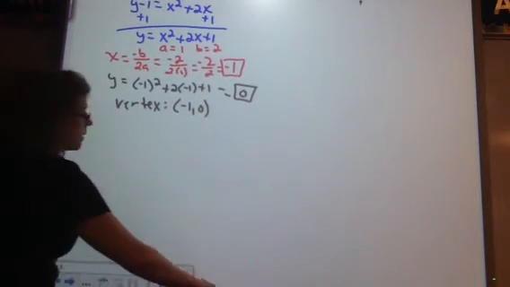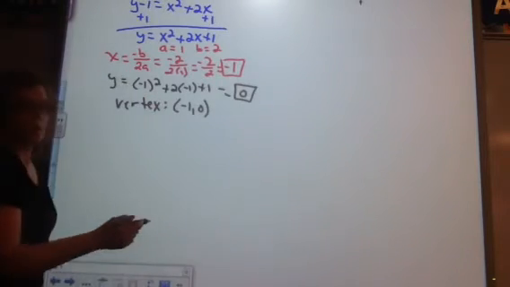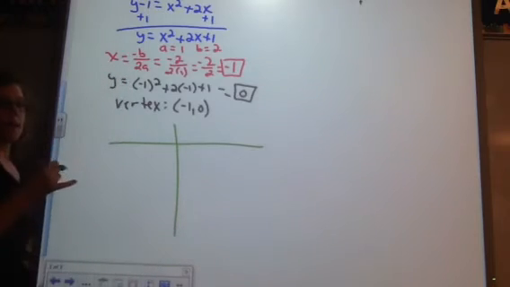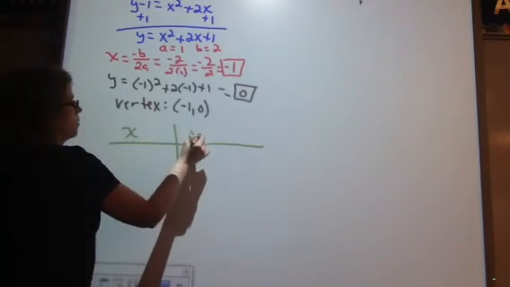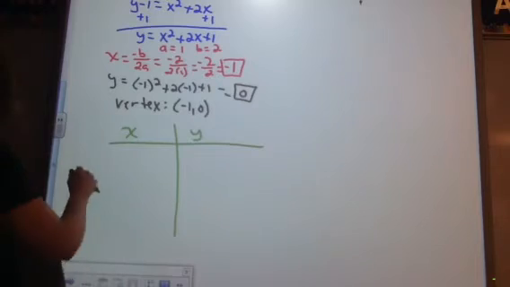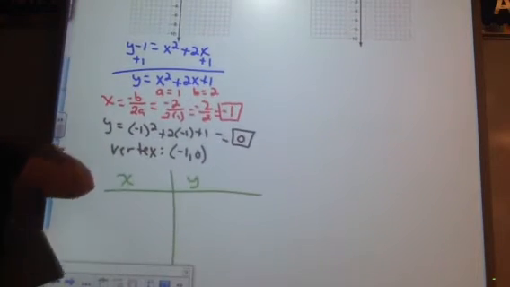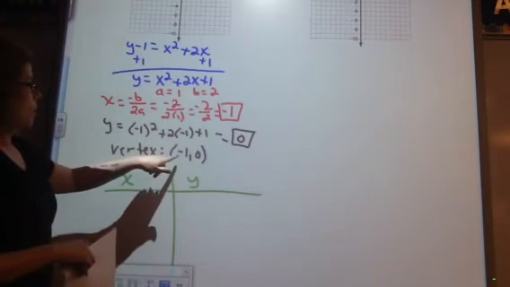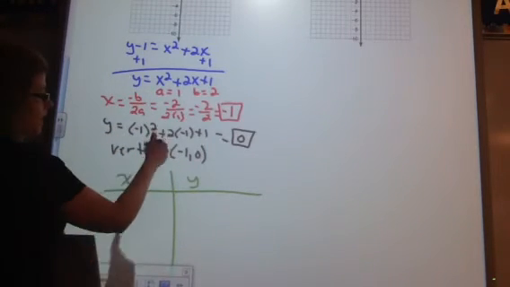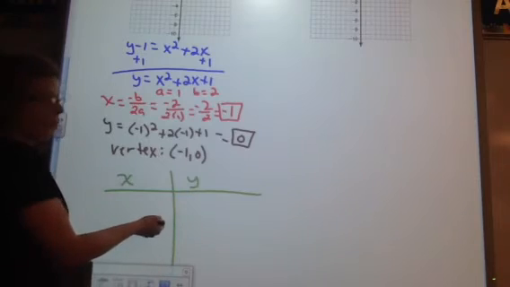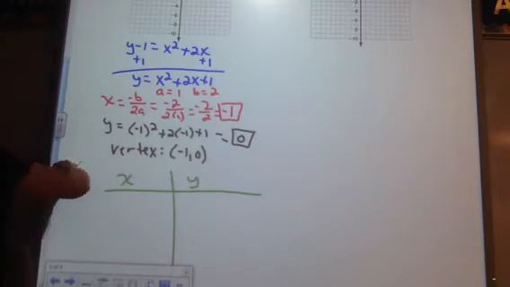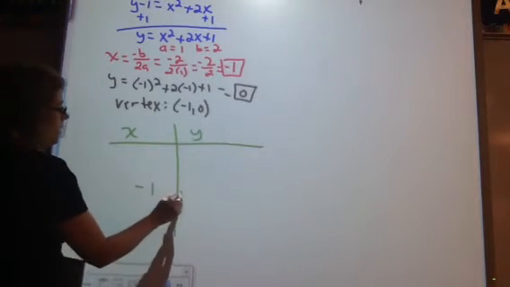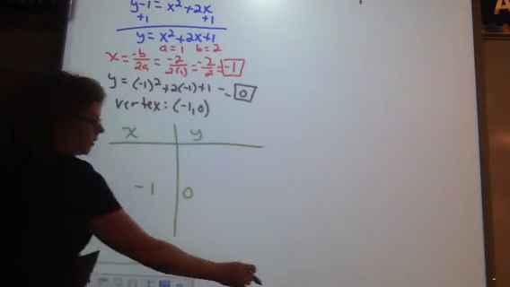Now, the reason why you want to find your vertex first, class, is because now we've got to find some more points here. So x, y. Your vertex, let's look at this. Before we even graph this, a is positive, so it's going to be upward. So it's going to be your minimum point, okay? So what we need to do is we need to find points to the left and right of that. So let's put -1, 0 in the middle, okay?